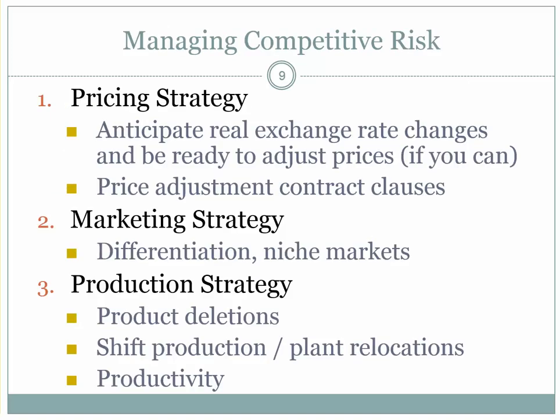You manage competitive exposure by having a pricing strategy of being ready to adjust prices according to relative inflation, a marketing strategy which gives you more flexibility in adjusting prices if you have, say, a differentiated product in niche markets, and production strategies to reduce costs if for whatever reason there's a real change in the exchange rate and you're less competitive in your production. You may need to delete some unprofitable products or lines, shift production to somewhere that's cheaper, or increase productivity.